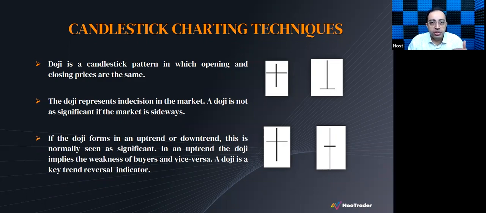Now, when a doji gets formed in an uptrend, that means that there is uncertainty on the way up. If a doji gets formed on the way down, there is uncertainty that the prices will continue lower. That's how the uncertainty is handled. Now, let's take a look at some examples.